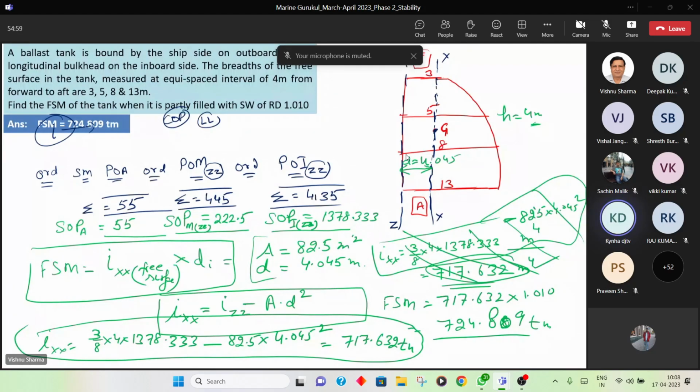So just wanted to ask, in this kind of questions, you can directly write Ixx is equal to Izz minus A into d square. Yeah, you can write that, or you can write about Izz, and that's up to you. You can write straight also. Nothing wrong. But if you want to write that additional thing, Ixx, Izz first, and then write the next step, that is also okay. That's your choice. Both are okay.